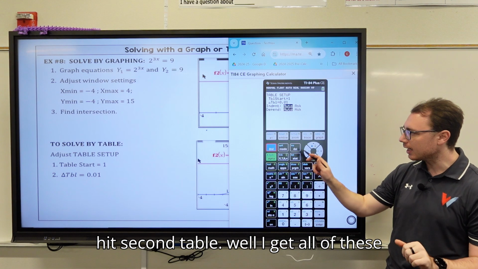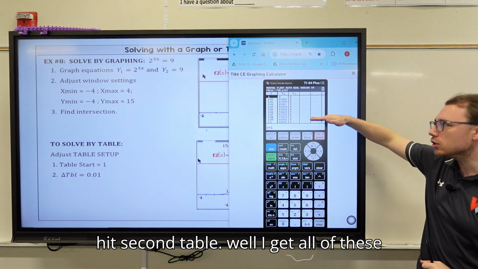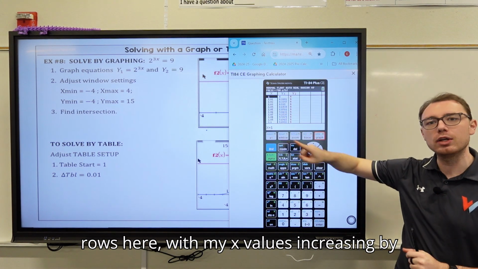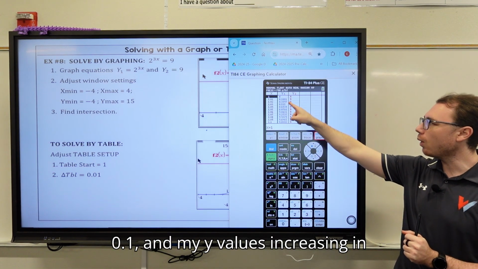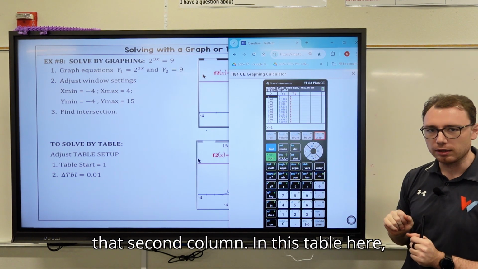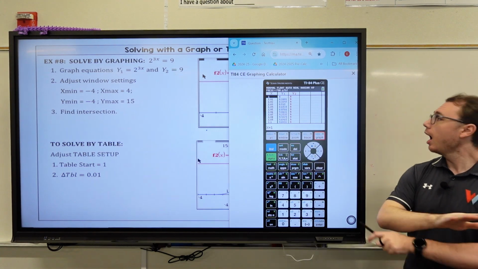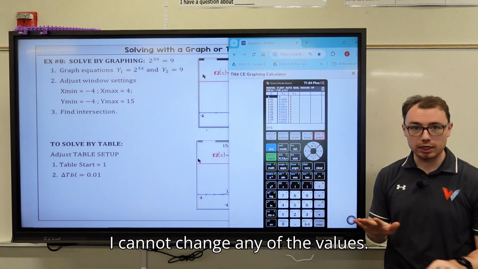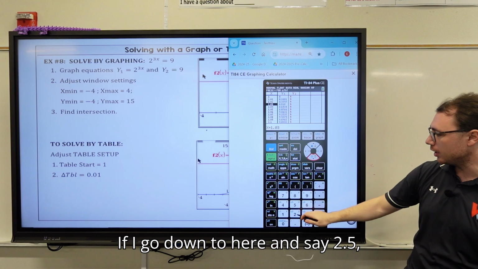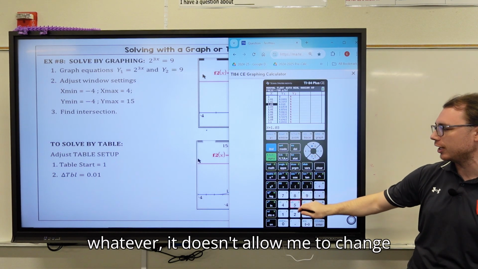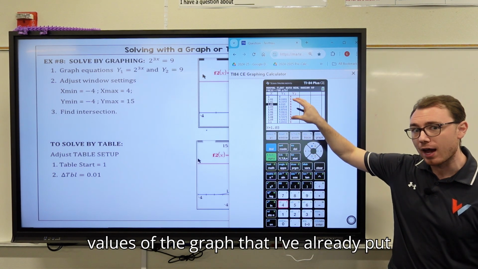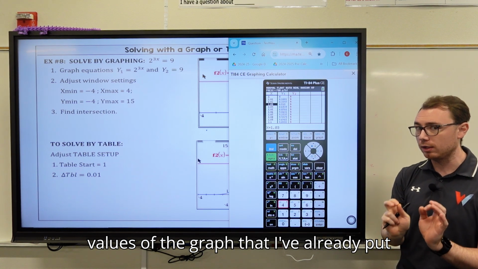Now when I hit second table, I get all of these rows here with my x values increasing by 0.01 and my y values increasing in that second column. In this table here, I cannot change any of the values. If I go down to here and say 2.5, whatever, it doesn't allow me to change anything. These are just the calculated values of the graph that I've already put in.